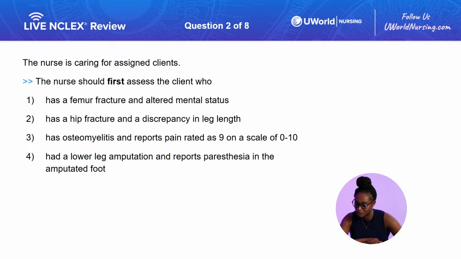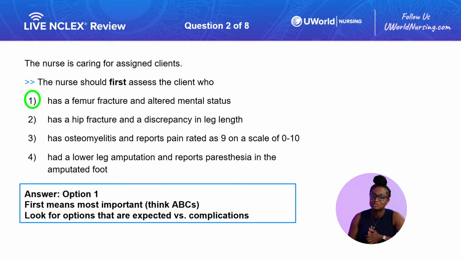And I see lots of great rationales of the correct answer, which a lot of people are saying, fat embolism, which is true. Option 1 has a femur fracture and altered mental status. Yes, this is keen towards fat embolism, which happens when you have a fracture or a break of a long bone. That bone has a lot of fat in the actual bone marrow. And if that travels in the blood circulation, it can occlude some of those tiny vessels, especially those tiny vessels in the brain, causing that altered mental status. So this would be our priority.